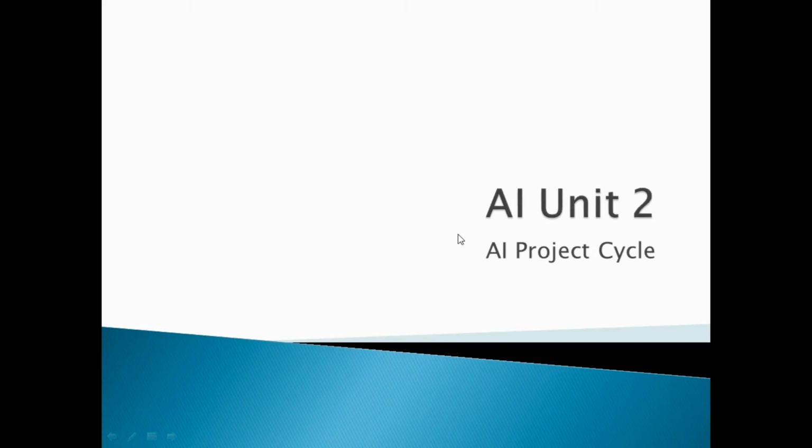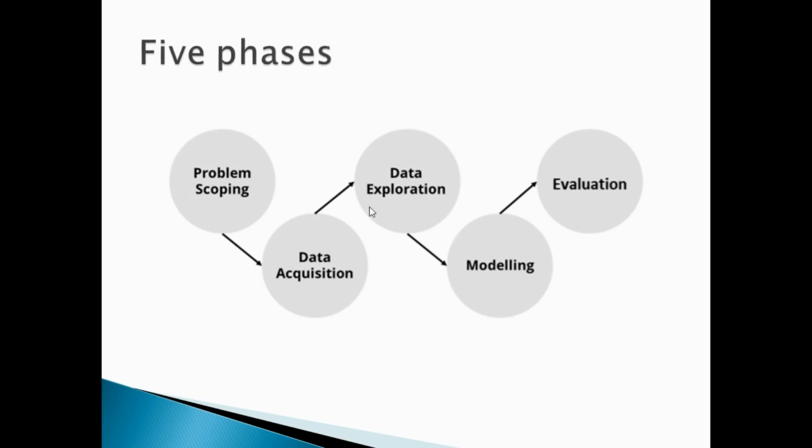Hello everyone. Today we will be discussing about AI project cycle. This is the second unit in CBSE Class 9. We have already studied about AI. Now we are going to study about AI project cycle. That is when we go to use artificial intelligence for a project, what are the various steps to be followed.